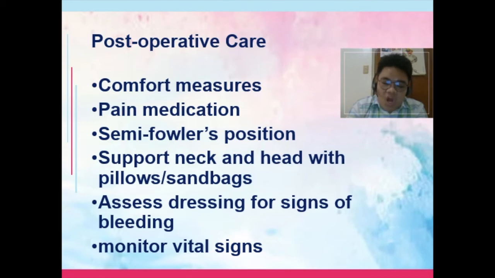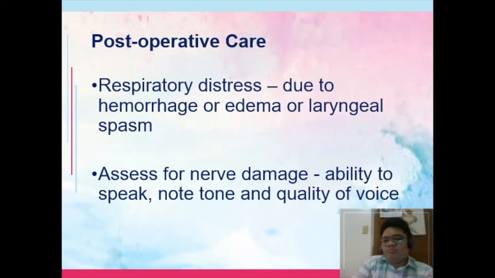But of course, in the longer run, we expect your patient to have hypothyroidism. The hypothyroidism is of course related to the removal of your thyroid. Okay? Then, we watch out for respiratory distress. Respiratory distress could be caused by hemorrhage or edema or even laryngeal spasm. The hemorrhage or edema and the laryngeal spasm are related to the instrumentation on the site during surgery.